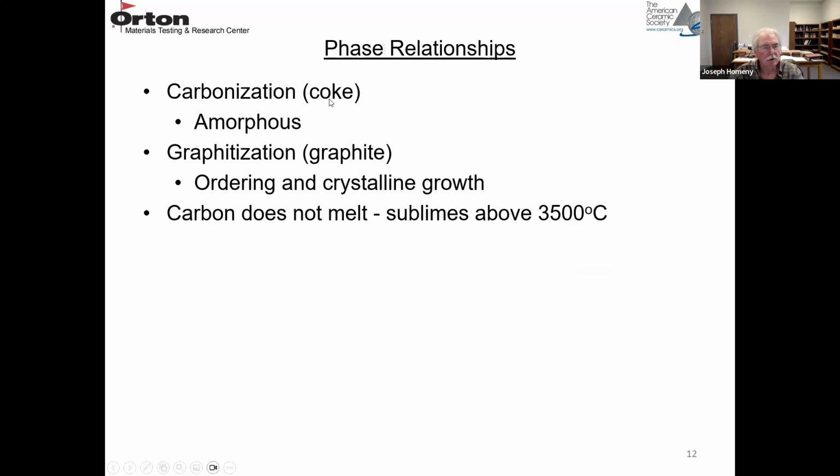So carbonized coke is amorphous. When you graphitize it, you end up with graphite. You have an ordered crystalline structure. In either case, carbon does not melt. It basically decomposes or evaporates at temperatures greater than 3,500 degrees C. So it's stable to a high temperature, and then it sublimes above 3,500 degrees C.